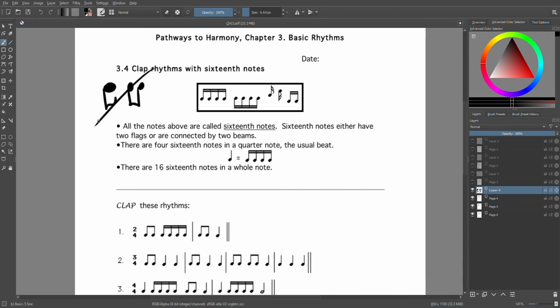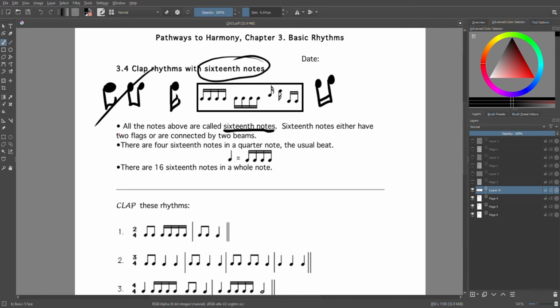Now we're going to cut these in half again, and we're going to get to what are called 16th notes. And here is what they look like. You can do it like this, or you can draw them like this, whichever. So there are going to be 2 beams here, or 2 flags. So all of these above here are called 16th notes. 16th notes either have 2 flags or are connected by 2 beams, just like I showed.